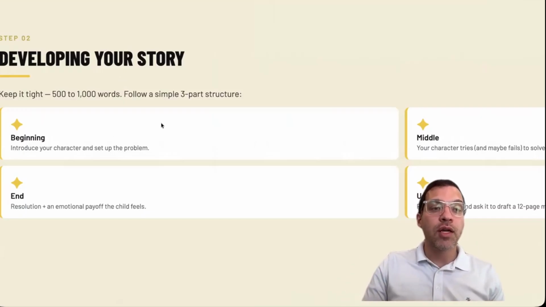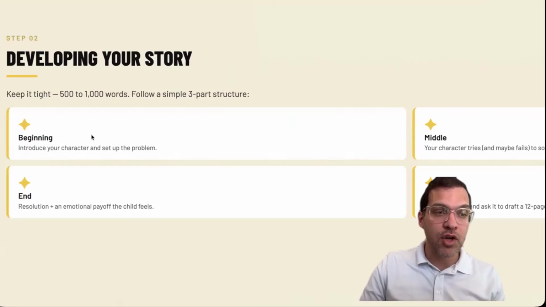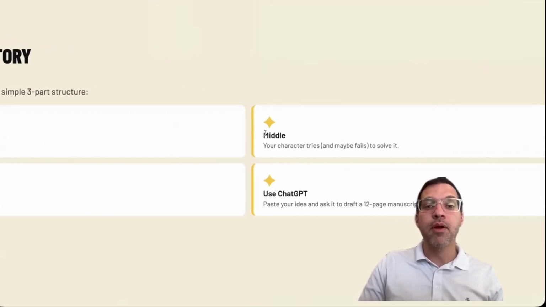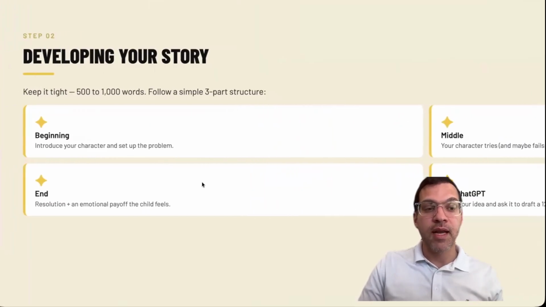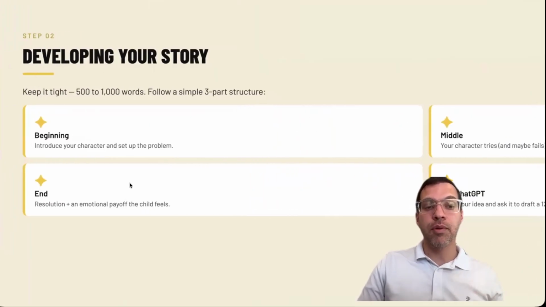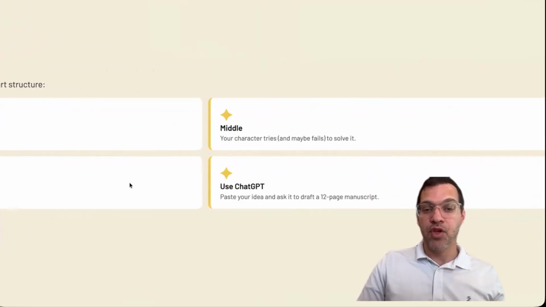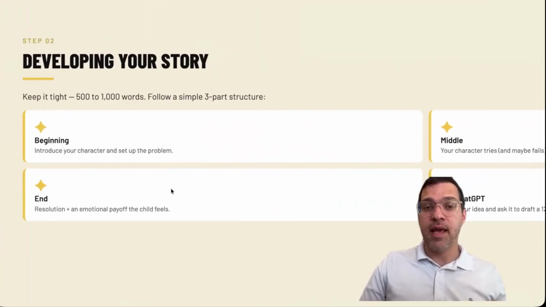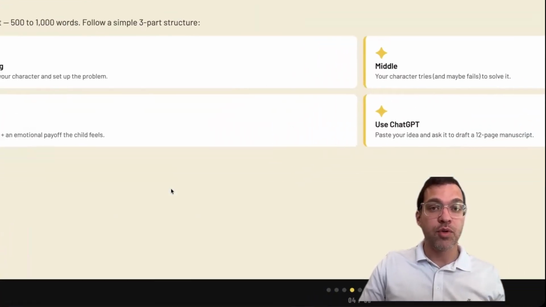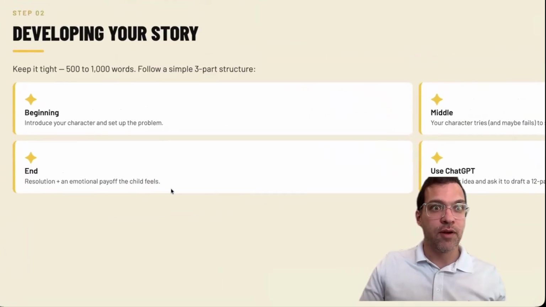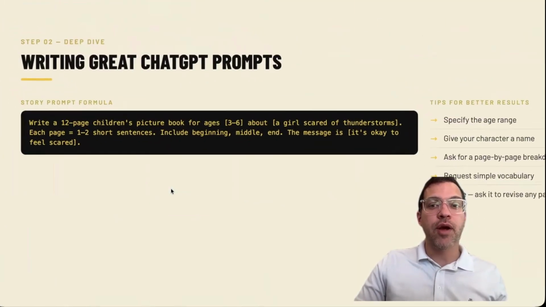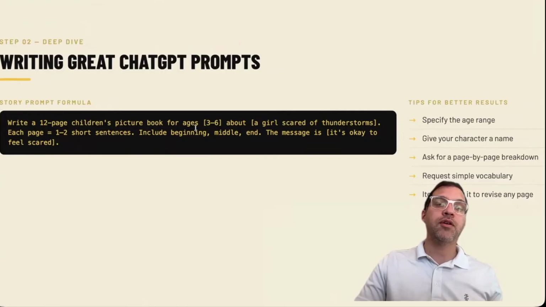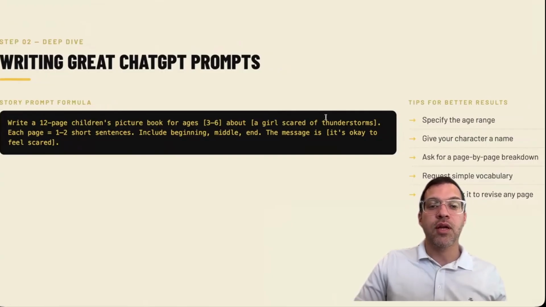All right. So in regards to the actual story, we want the beginning of the book to be the introduction to your character and the setup of the problem. In the middle, your character tries and maybe fails to solve it. And then at the end, a resolution and emotional payoff for how the child feels. You can use ChatGPT and paste in our idea to ask it to make a 12-page manuscript, which we are going to do together very shortly. Next, when you're writing the prompts, you can literally tell it what you're looking to do. So: write a 12-page children's book for ages 3 to 6 about a girl who's scared of thunderstorms.